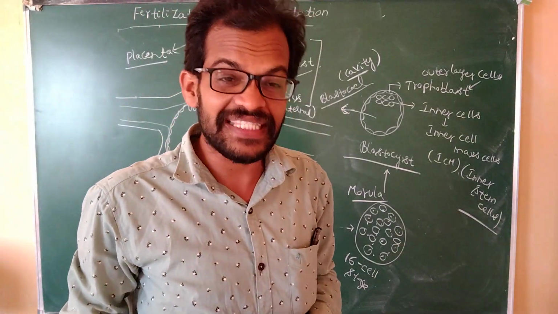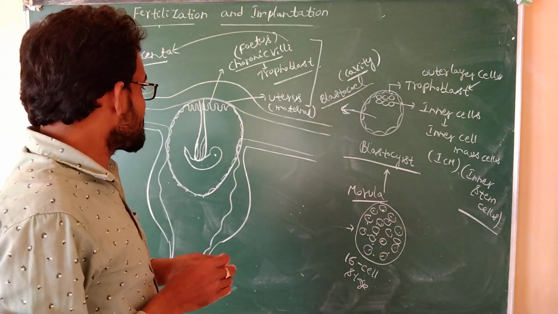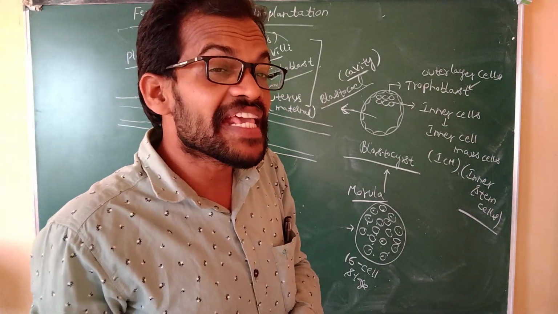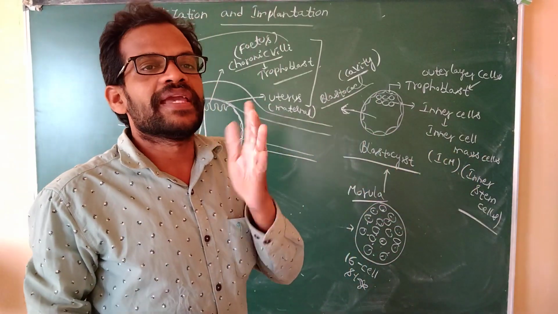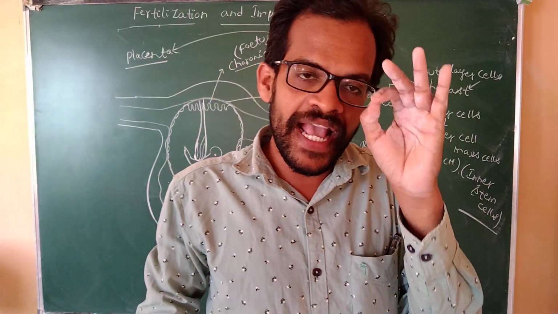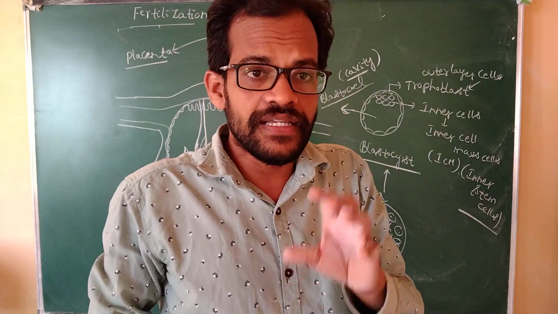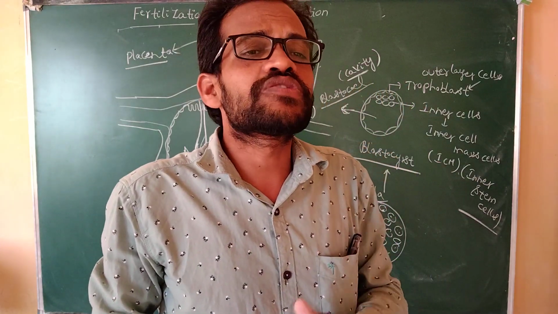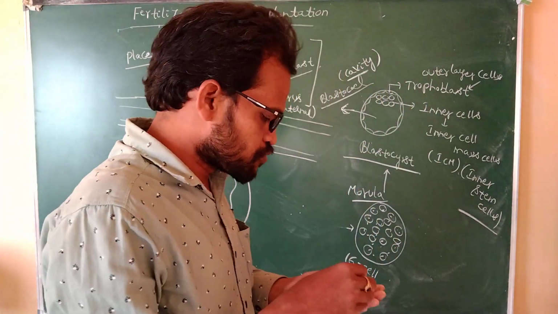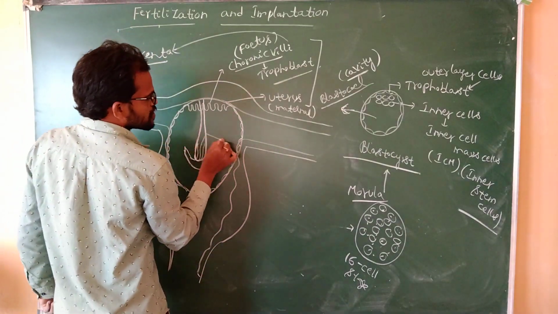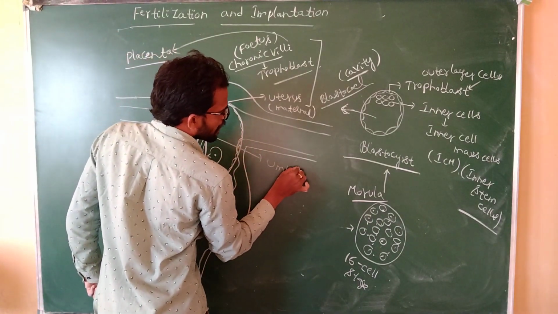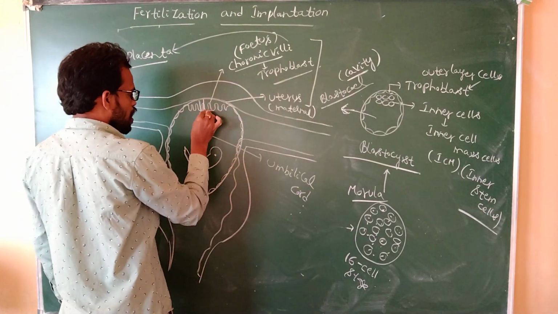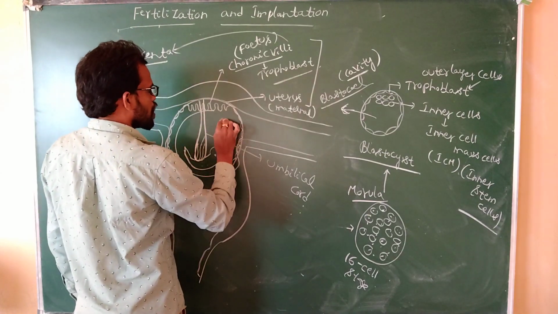What is the main function of the placenta? The main function of the placenta is the exchange of food material from the mother to the baby, the exchange of useful materials. The fetus also produces excretory waste materials like carbon dioxide and nitrogen waste. All this waste material passes into the umbilical cord.